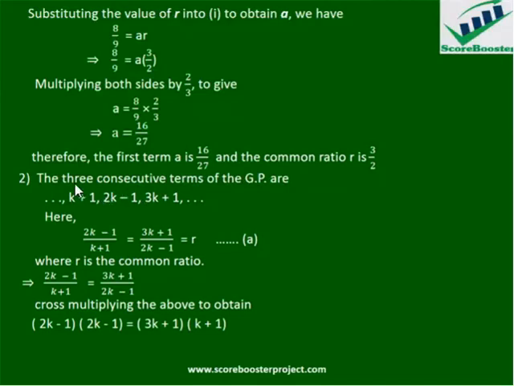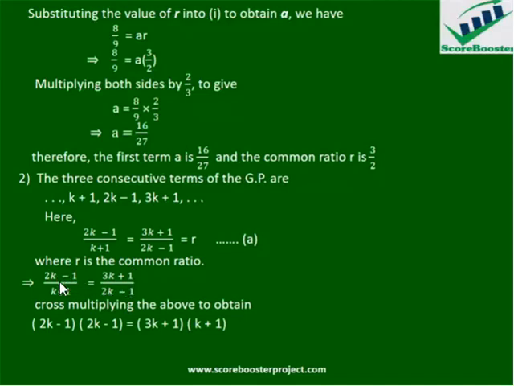So let's call this the n minus 1 term, the nth term, and the n plus 1 term. So here, we know from the idea of geometric progression that if you want to find the common ratio of a geometric progression, you either divide this term by this term, which is equal to dividing this term by this term. That is, 2k minus 1 divided by k plus 1 is equal to 3k plus 1 divided by 2k minus 1, and that gives the common ratio. So we'll pick these two. 2k minus 1 over k plus 1 equals 3k plus 1 over 2k minus 1.